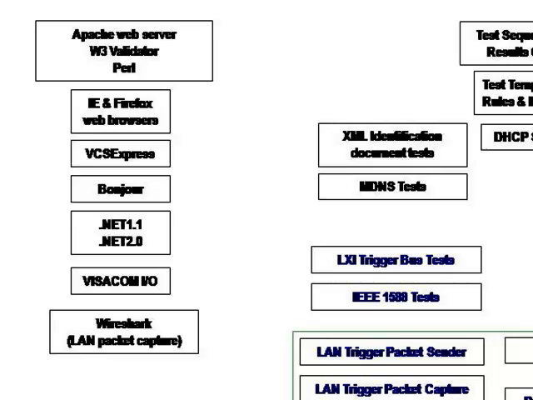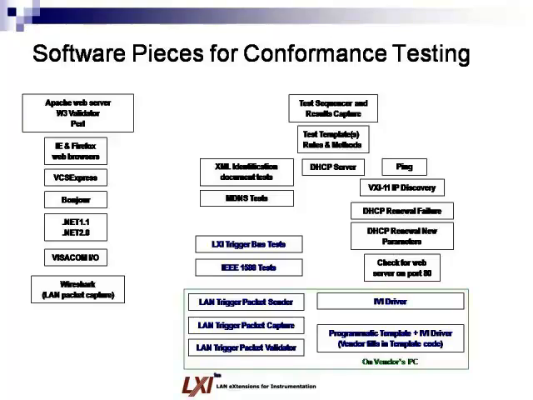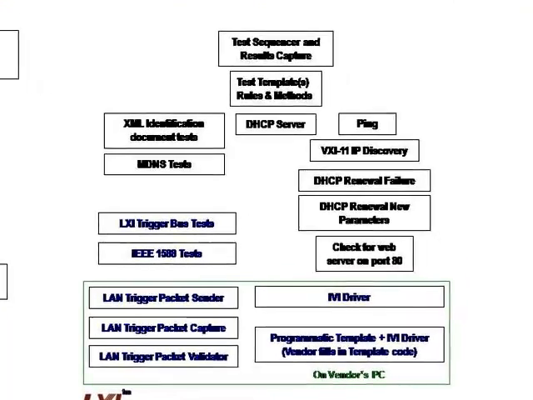You obviously need a browser. You need VCS Express, Bonjour, .NET 1.1 and .NET 2.0 currently. You need a Visa COM IO package because I wrote something that way, and you need Wireshark. The reason these are all over here separate is these are generally separate installs that work in conjunction with the Conformance Test Suite. They have their own installers and whatnot to go with them.